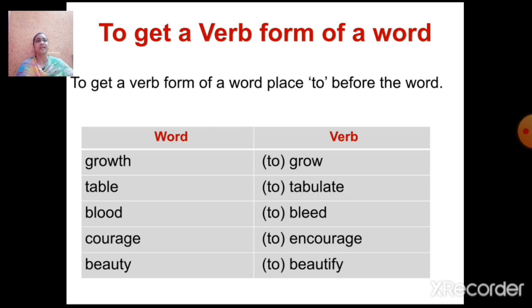Then, the next word is beauty. Now, let's form a sentence and check. Love is the beauty of soul. So, beauty is a noun here. Now, for the verb form, we need to add to before the word. Like, we'll form a sentence and check. Clara worked to beautify the garden. So, beautify will be the verb form for the given word beauty.